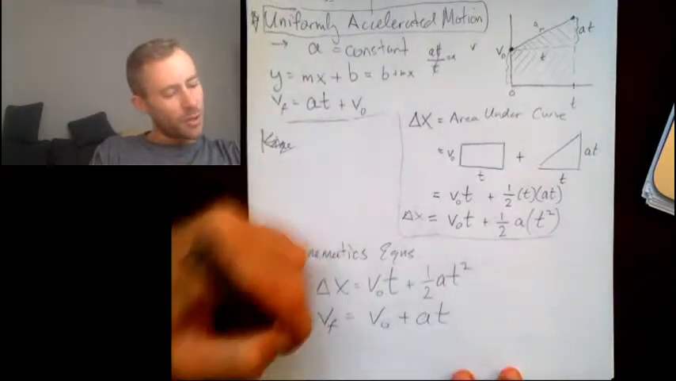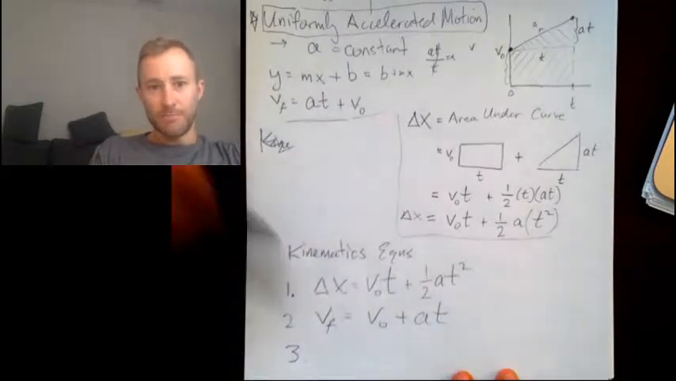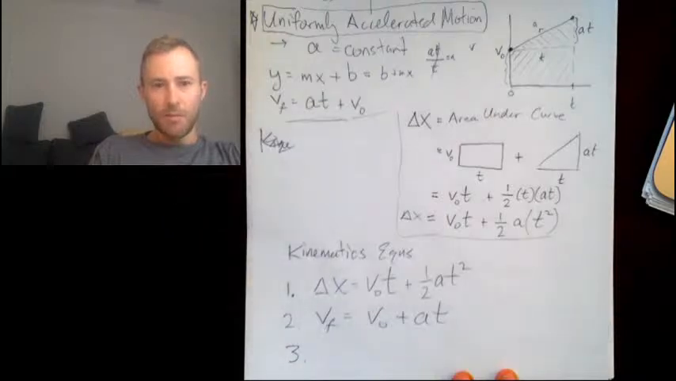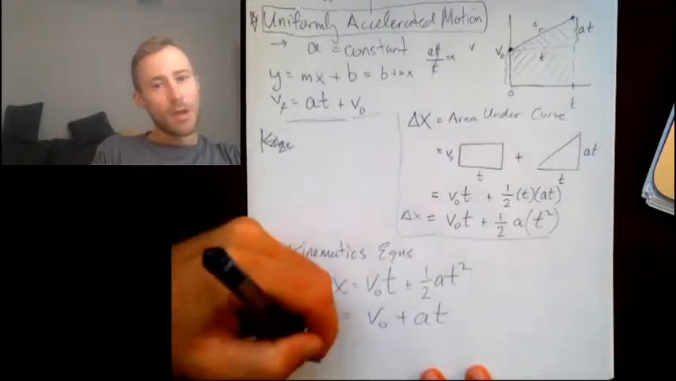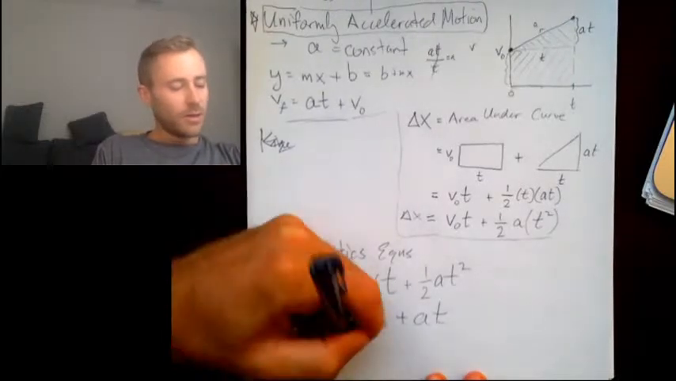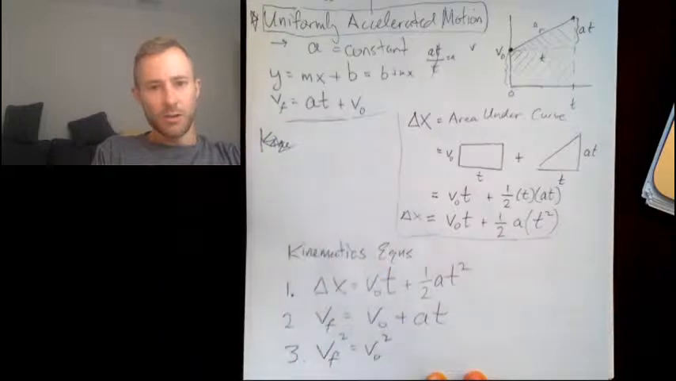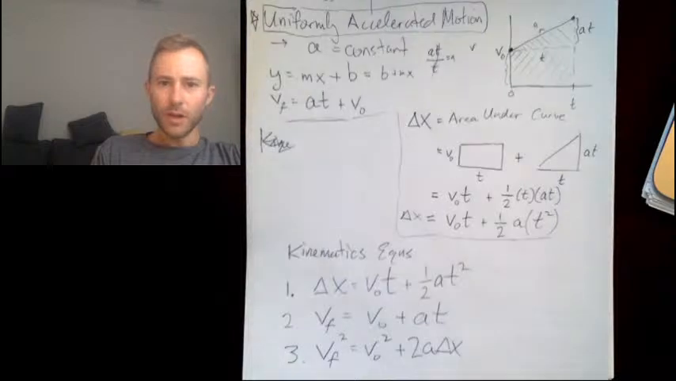And then there's a third equation, which comes from mixing these two equations together. If you want to see the derivation of that equation, I'm not going to show it in this class because it's just a lot of algebra, but I can show you during office hours sometime. So the third equation is v final squared equals v initial squared plus 2a delta x. These three equations are called the kinematics equations.